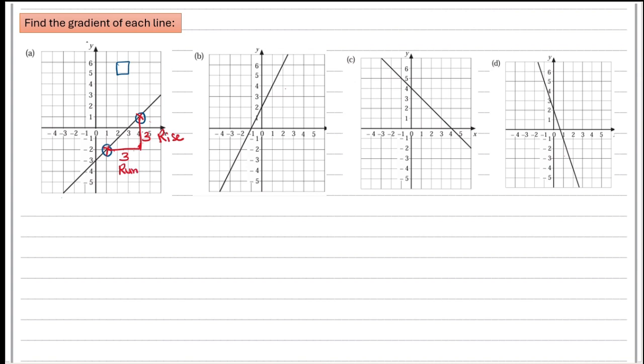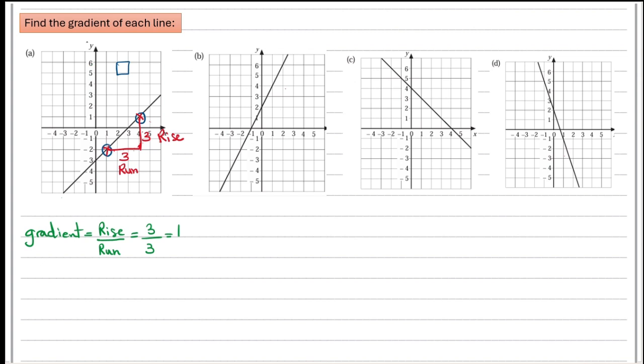Then I'm going to define the gradient as rise over run. We can see from the graph that rise is 3 and run is 3 as well. So the gradient is 3 divided by 3, which is 1. Remember that we had so many selections for our points. We could have chosen any pair of points on the straight line, and still the gradient would be the same.